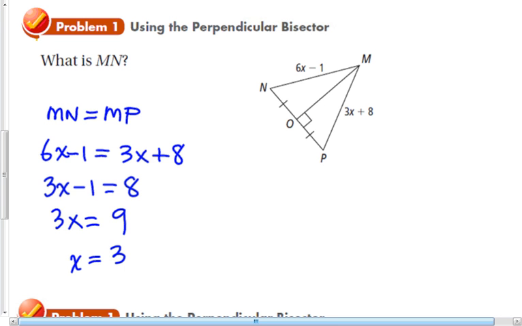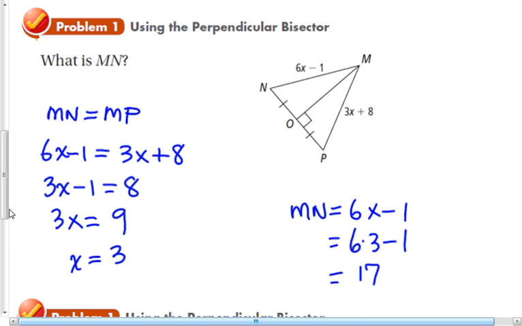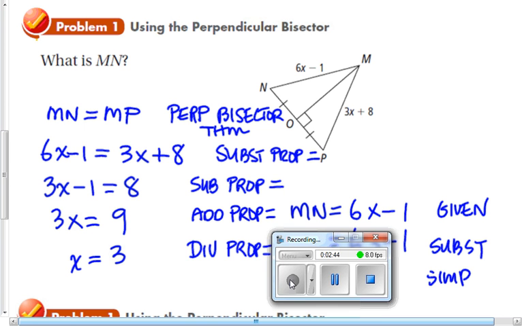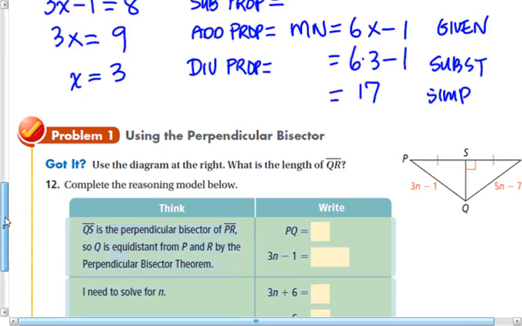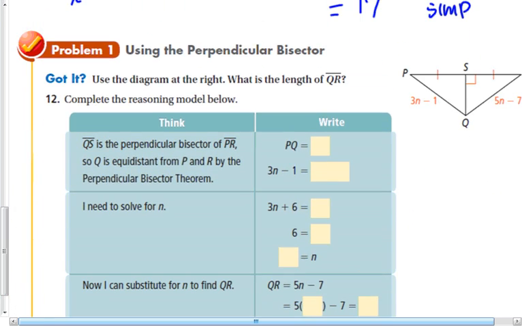And then we're given that MN is equal to 6x minus 1, so we can now substitute 3 for x, and we get MN is equal to 17. All right, you go ahead and try one.